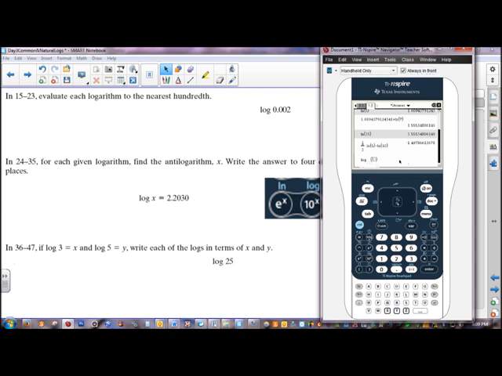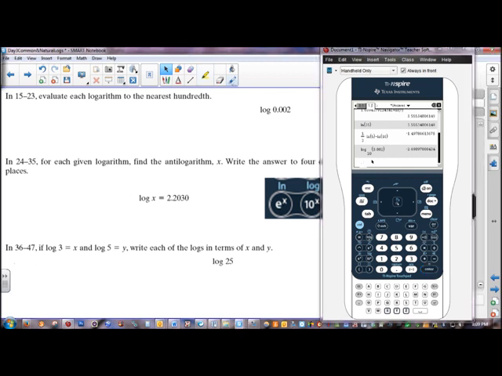You can type the 10 if you feel like it, and I'll type 0.002 into the argument. We see an answer of negative 2.69897. I'm going to write that down: negative 2.6989, and I have rounding instructions to the nearest hundredth.